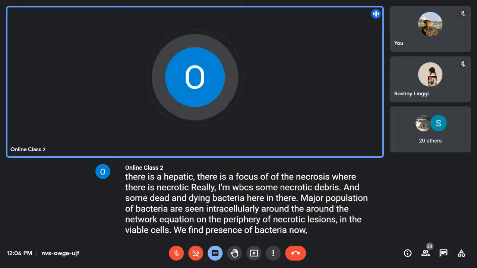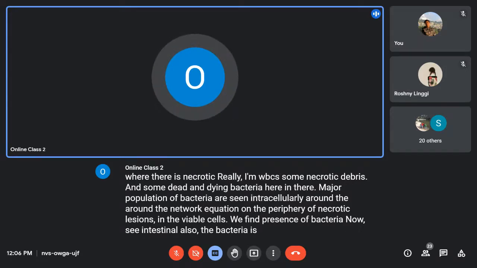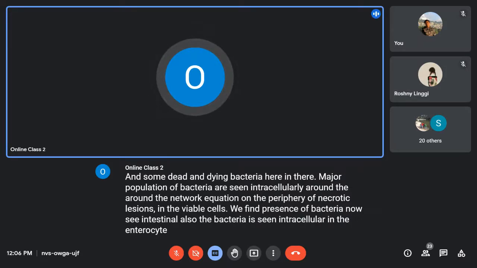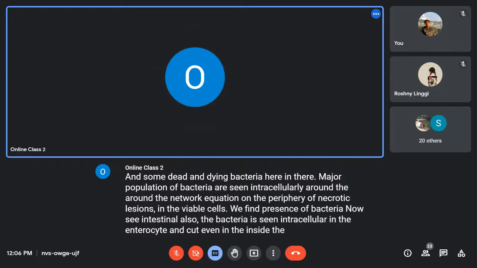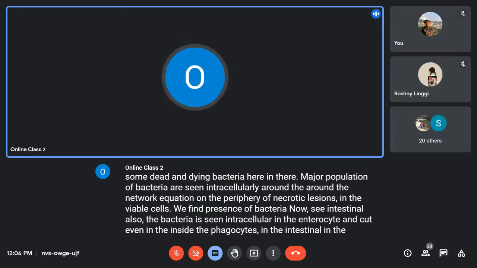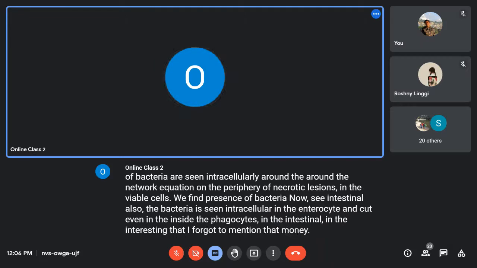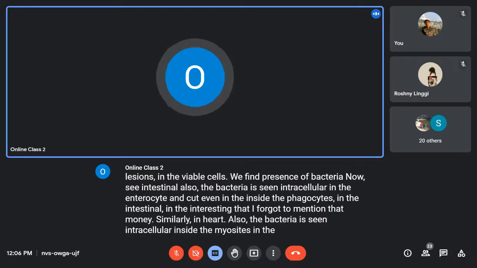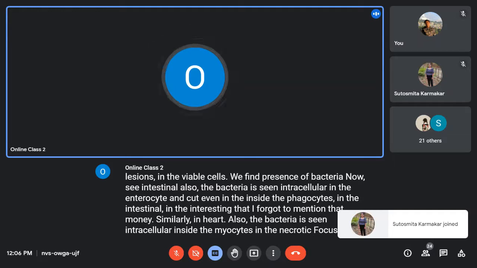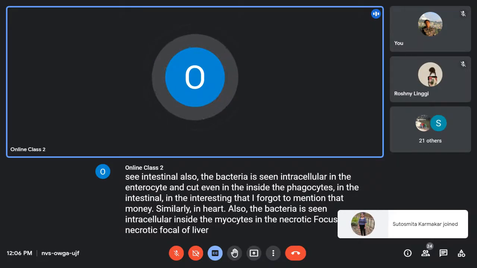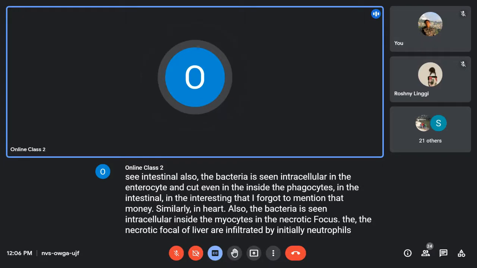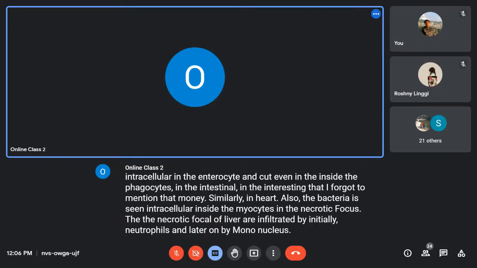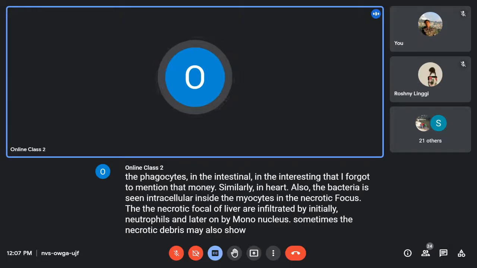Now, in the intestine also, the bacteria are seen intracellularly in the enterocytes and even inside the phagocytes. That I forgot to mention. Similarly, in the heart also, the bacteria are seen intracellularly inside the myocytes in the necrotic foci. The necrotic foci of the liver are infiltrated initially by neutrophils and later by mononuclear cells. Sometimes the necrotic debris may also show the presence of RBCs.